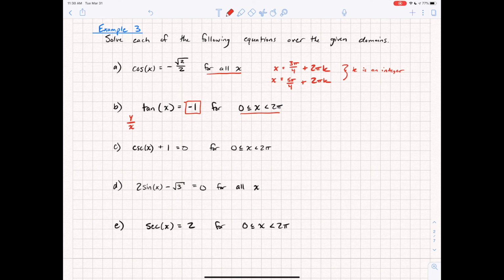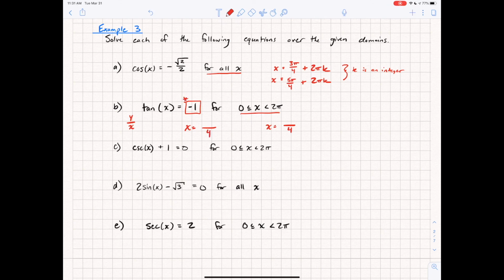The only way to get 1 as an answer is if x and y are the exact same coordinate. So I'm looking at my unit circle and I'm looking for where my x and y coordinate are the same, except the signs may be different. Well, that's going to happen at every pi over 4. So this means my answers have to be pi over 4.